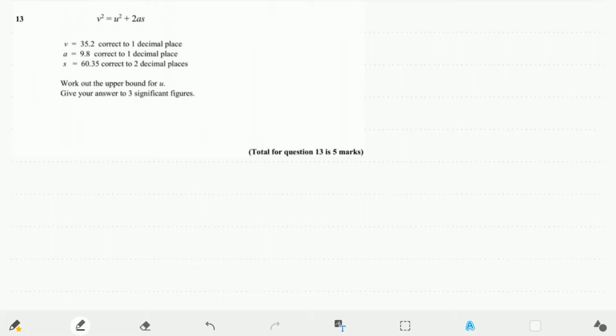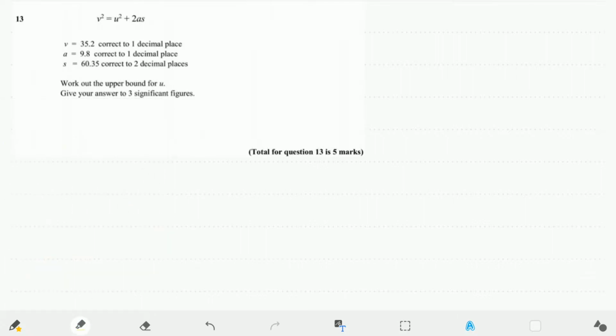V squared equals U squared plus 2AS. V is equal to 35.2 corrected to 1 decimal place. A is equal to 9.8 correct to 1 decimal place. And S is equal to 60.35 correct to 2 decimal places. Now it says work out the upper bound for U, giving our answer to 3 significant figures.